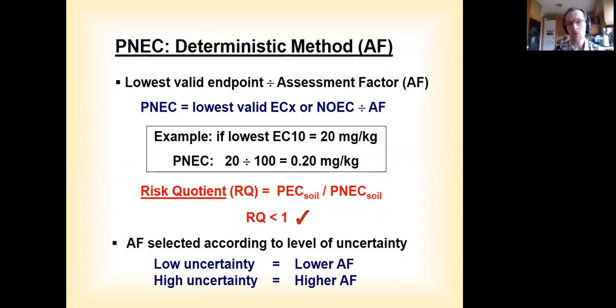But how do we determine what the assessment factor should be? How should we choose our assessment factor? That is determined by how much uncertainty is associated with our data. If we have low uncertainty, then we can use a low assessment factor. If we have high uncertainty, then we need to use a higher assessment factor.